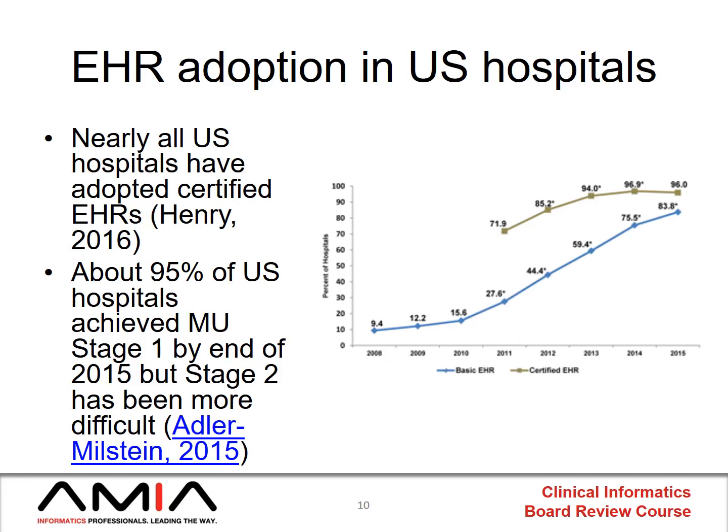When we measure basic EHR, the numbers are not quite as high, but still reach in 2015 a level of 83.8%. Adler-Milstein determined that about 95% of U.S. hospitals achieved meaningful use stage 1 by the end of 2015, but stage 2 has been more difficult for those hospitals.